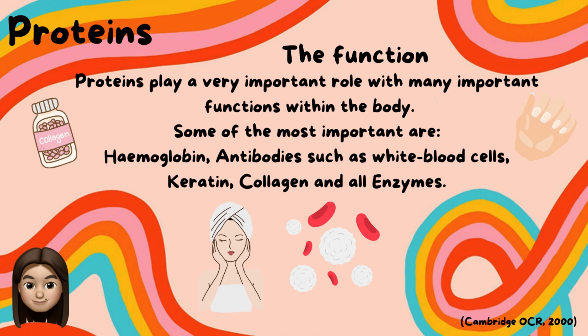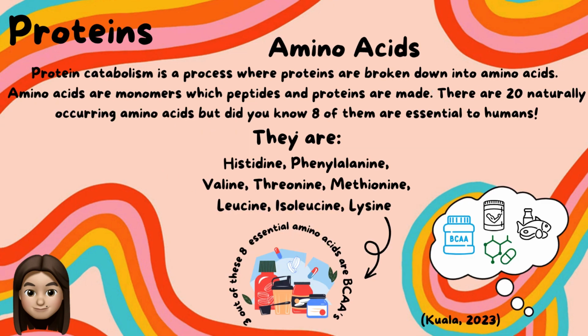Every enzyme inside your body is a protein. These are just a few examples of how important proteins are. Without them, we would not survive. Protein catabolism is a process where proteins are broken down into amino acids. A single amino acid monomer may also be called a residue, which is a repeating unit of a polymer.